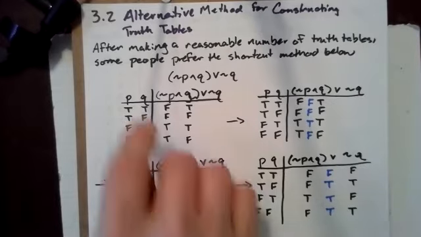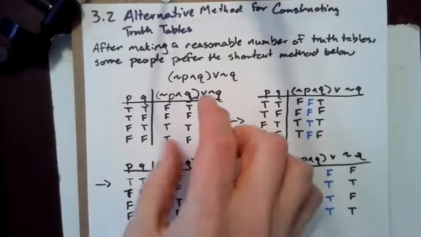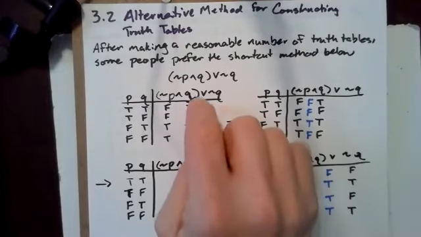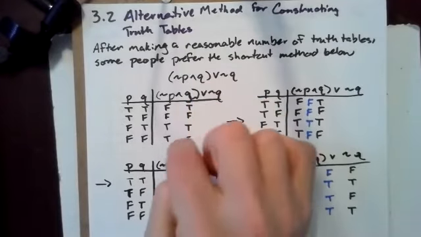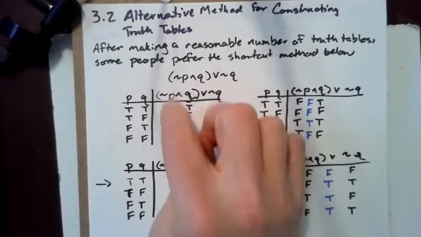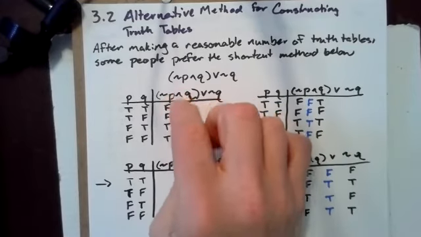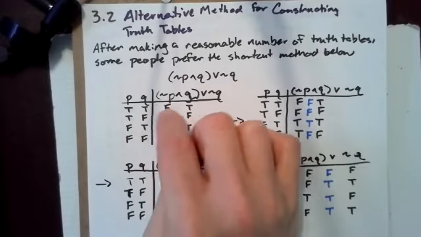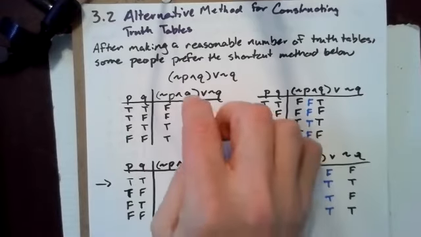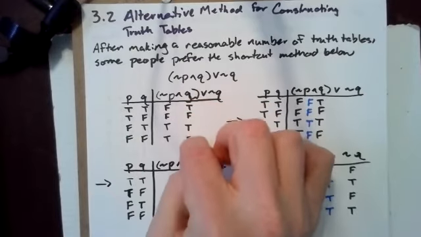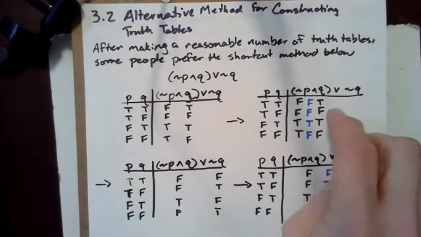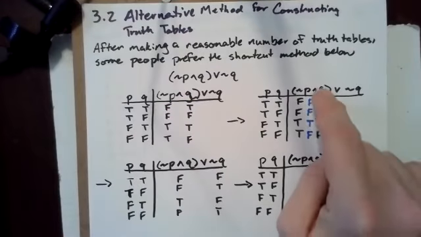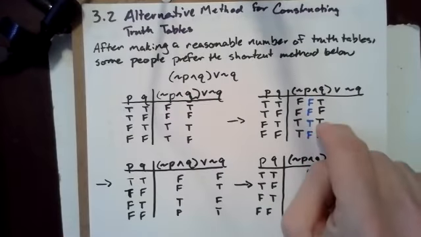So what we do here is we first fill out our P and Q rows and then look at the first of the component statements and fill in everything we need for each of those components. So not P, we know that if P is true, then not P is false. If P is false, then not P is true. And Q is true or false or true or false. Then we look at the AND here and determine whether the AND is true given each of these components.